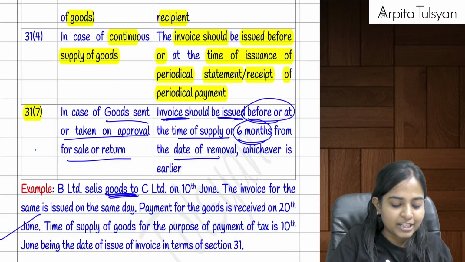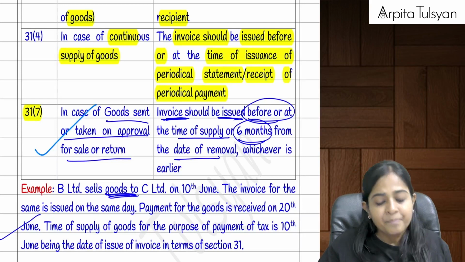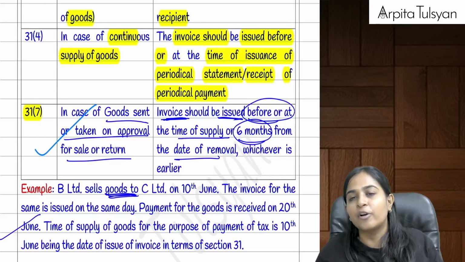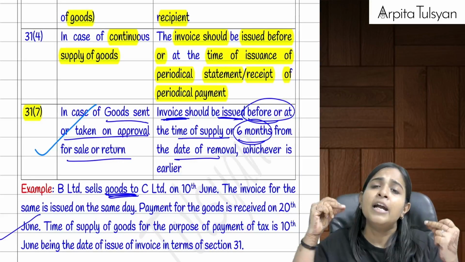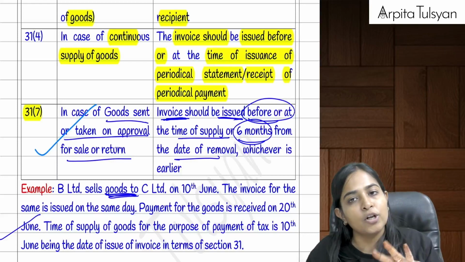Okay, and then the last one, you must have heard about this right from your CA foundation or CPT, whatever. In case of goods sent on approval, on sale or return basis, I give you my goods, I tell you, see the goods, try the goods, and then you decide whether you want to accept the goods or you want to return it.